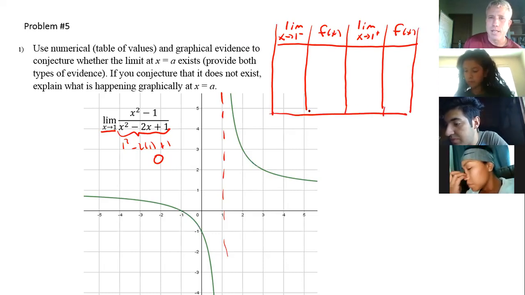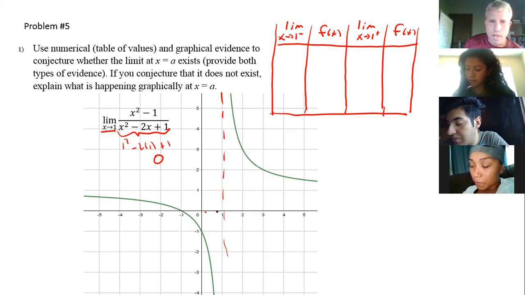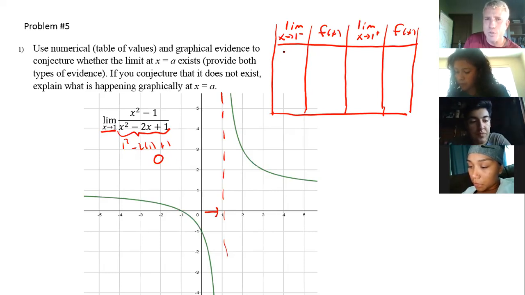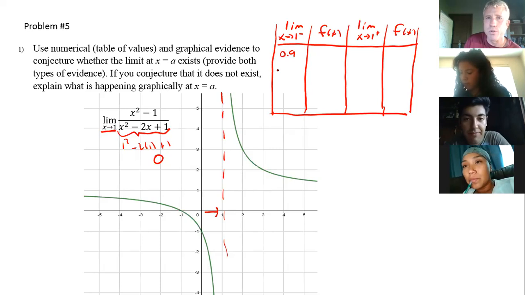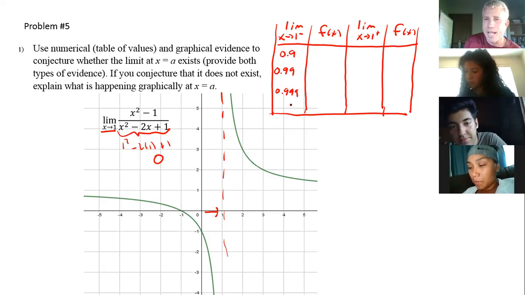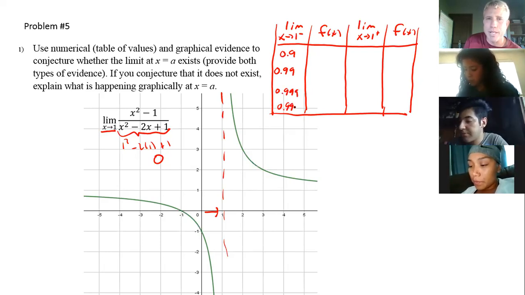And you're going to say, hey, I need to get close to 1 because I want to know the limit when x is equal to 1. So how can I get close to 1 from below? What's an easy number that's close to 1? 0.9, exactly. That's the easiest one to do. What's a number that's closer to 1? 0.99. What's a number that's even closer? 0.999. If you're going to do 4 of them, 0.9999.